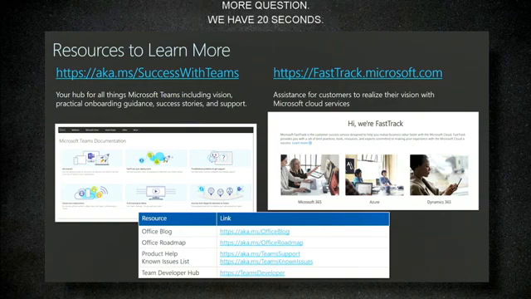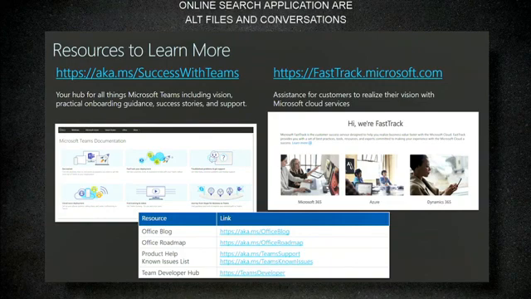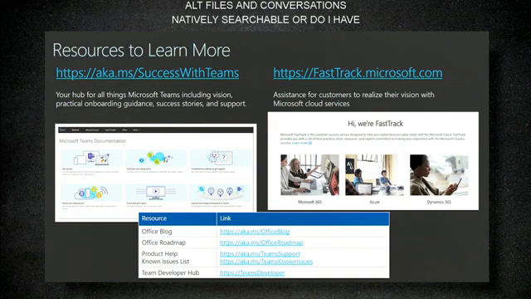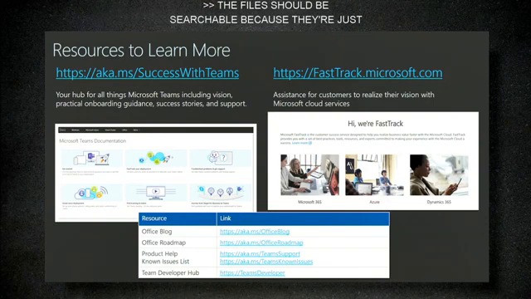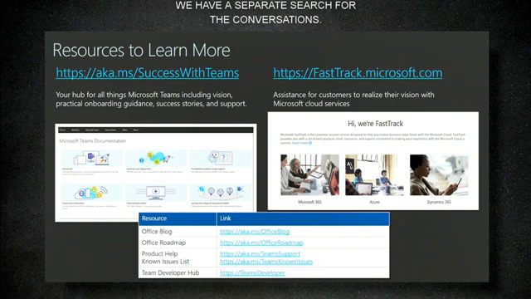If I have a SharePoint Online search application, are all of the files and conversations going to be natively searchable, or am I going to have to go in and configure those to be findable? The files should be searchable because they're just files in SharePoint. We have separate search for all the conversations that you can get through. And there's a third search for people as well. Yep. Okay. It's all kind of integrated seamlessly, but under the covers, there's really the three entities. So the short answer is yes.